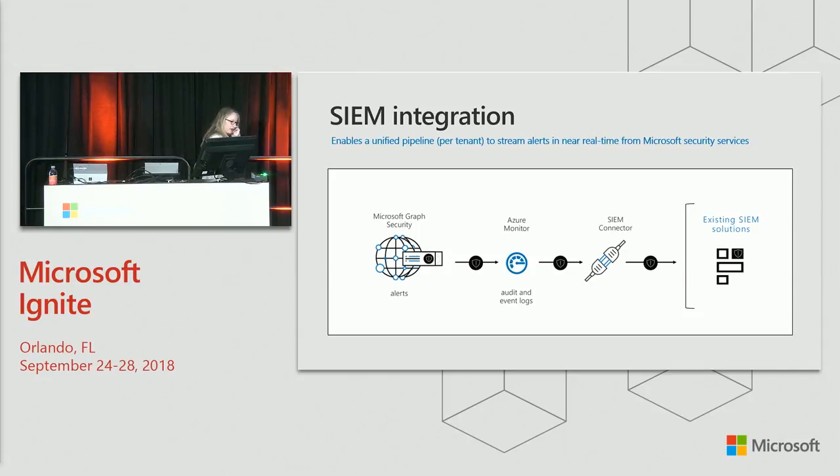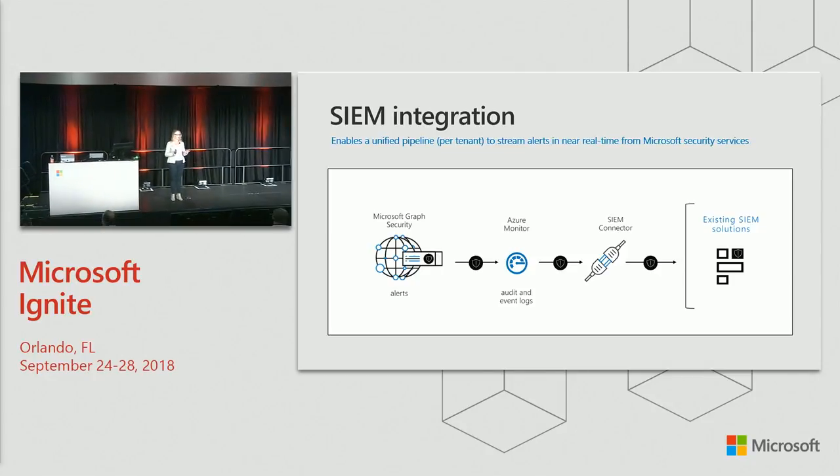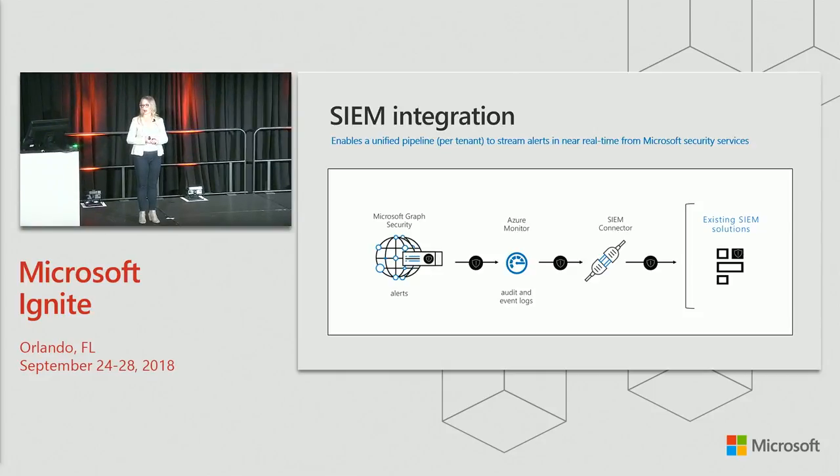So I mentioned earlier SIEM integration. I wanted to talk a little bit about that. So certainly you can integrate with the SIEM solution using the Graph Security API. But we have an alternate method available as well that supports streaming of alerts to a SIEM. So this provides a unified pipeline per tenant to stream alerts in near real time from Microsoft Security Services. So today, the streaming method does not support partner alerts. That's something we're considering, but today that's available for your Microsoft alerts.